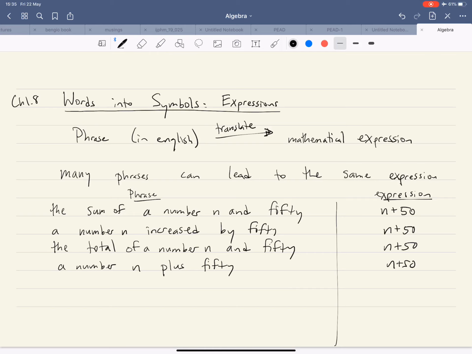Now, the reason why we're even talking about translating words into symbols is that it's important for communication, right? So often real life problems come to us through written or spoken word, right? They don't come to us as equations or expressions that we just solve. In order to solve the problem, which is coming to us through written or spoken word, we need to be able to translate those words into equations and expressions that we can then solve. Okay?